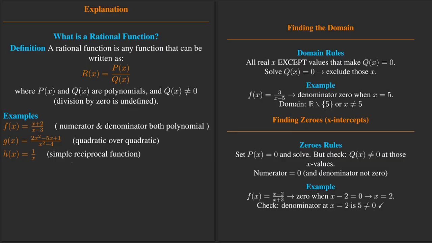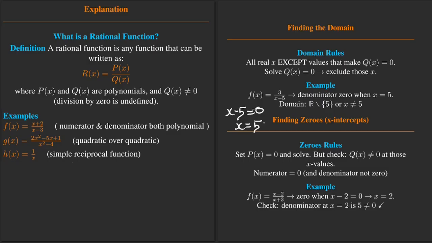So if you want to find the domain of a function, all you do is equate the denominator to 0, and then exclude the values of x that you get. For instance, if you have 3 over x minus 5 and we want to find the domain, we equate the denominator, that is x minus 5, to 0. If x minus 5 is equal to 0, make x the subject, you have x equals 5.